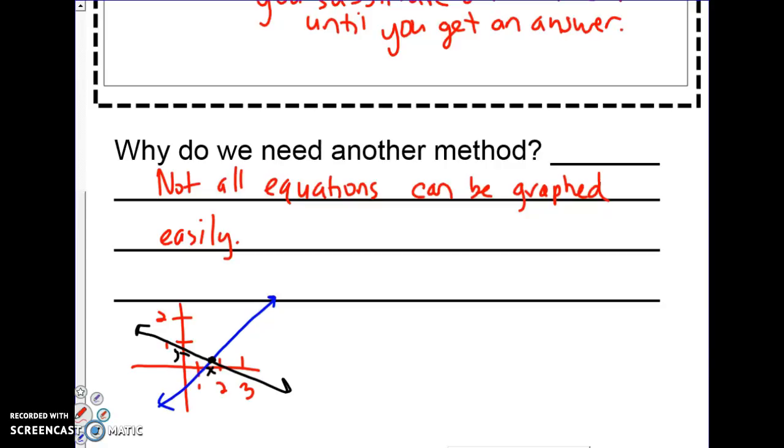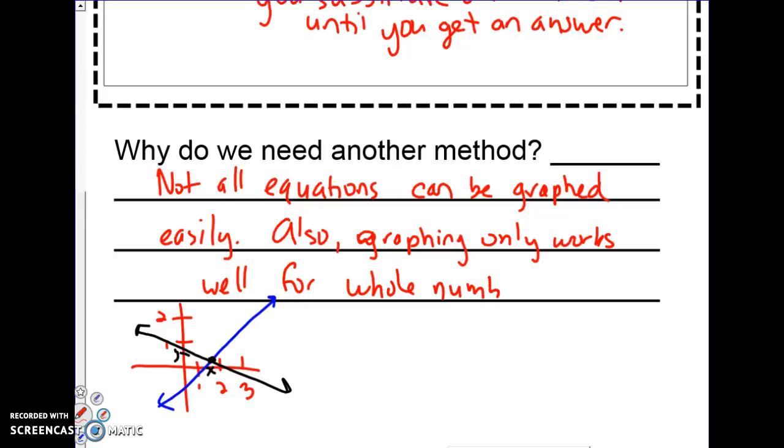Also, graphing only works well for whole number answers. Technically, instead of whole, I should have used the word integer, which means the negative and positive whole numbers. So graphing works well for integer answers, but not for numbers that are not integers.